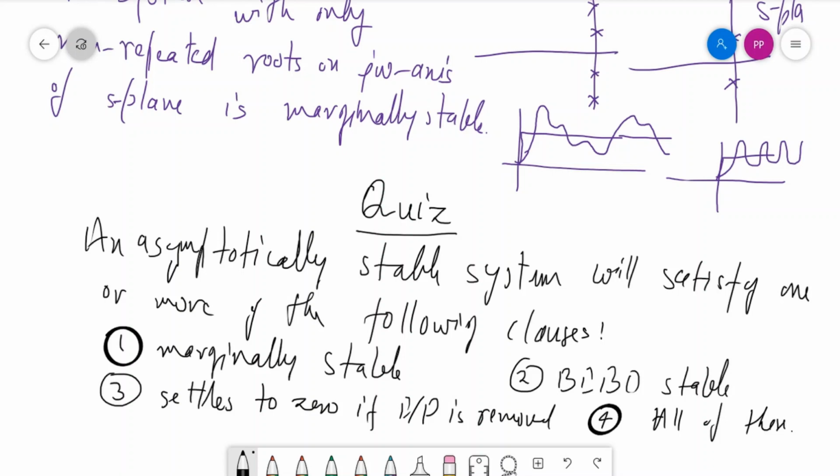So this much is for today, and in the next lecture we shall discuss the relative stability of control systems.